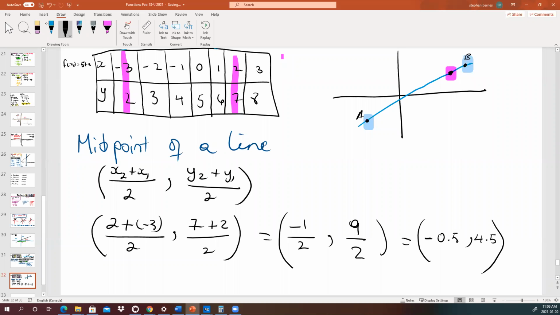.5. So this would be your x coordinate, and that would be your y coordinate. Clear to you? Okay.